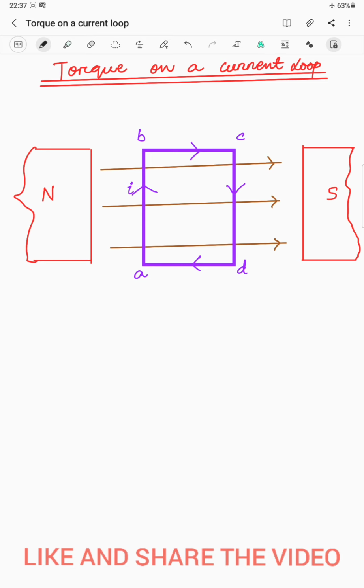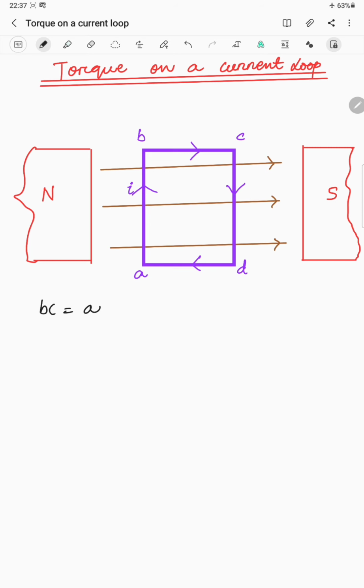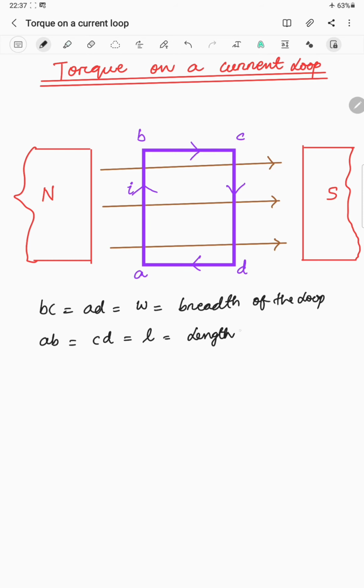Your BC will be equal to your AD, which is equal to W, and that is the breadth of the loop. Then your AB, which is also equal to CD, is equal to L, that is the length of the loop.